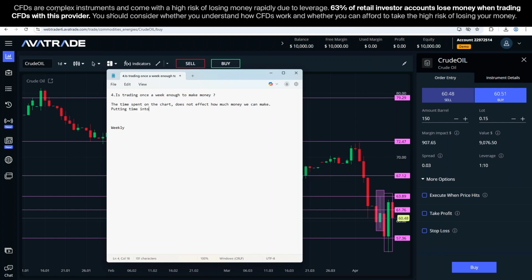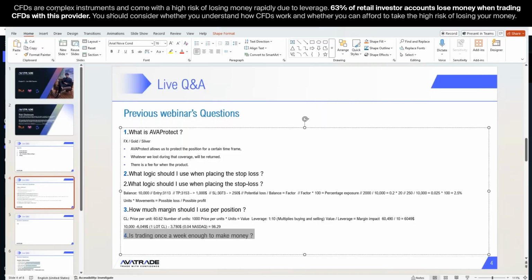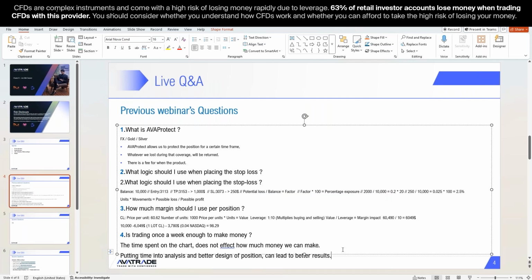Putting time into analysis and better design of position can lead to better results. I'm not going to say that if somebody does a lot of analysis, he can make money or not, because there are also other things like risk and money management and the efficiency of the strategy, which instruments you're using, and how many positions you're taking. We'll speak about it all the time.